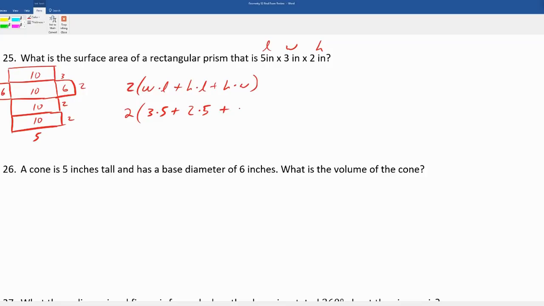Plus the h times w. H again is 2 times the w, which is 3. All right, so we got 3 times 5, that's 15. 2 times 5, that's 10. 2 times 3, that's 6.